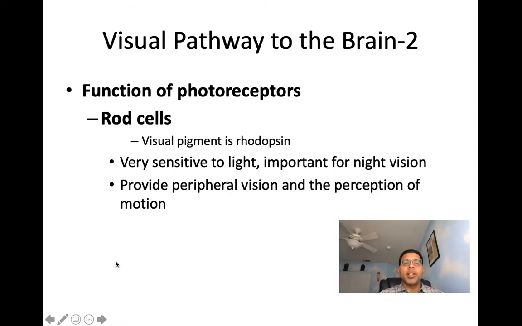Next, let's look at the function of our photoreceptors. Our photoreceptors include our rod cells and our cone cells. First, let's check out our rod cells. Rod cells contain a visual pigment that responds to light, called rhodopsin. Rhodopsin is the actual component that's sensitive to light. So rod cells are very sensitive to light. They're important for night vision, and they provide peripheral vision and the perception of motion.